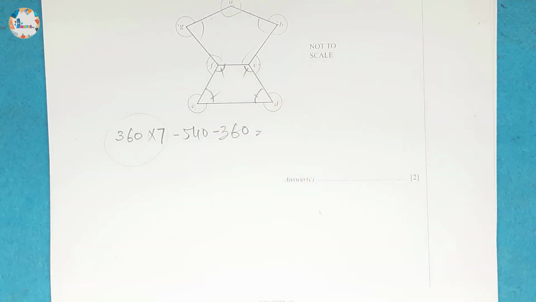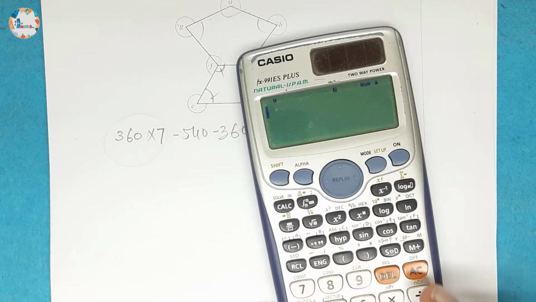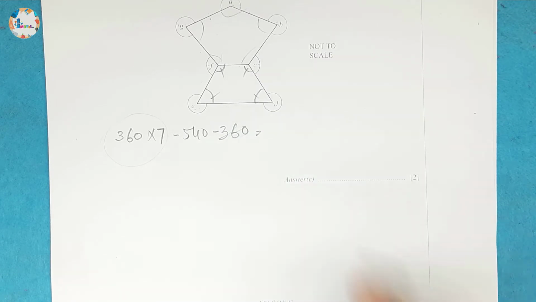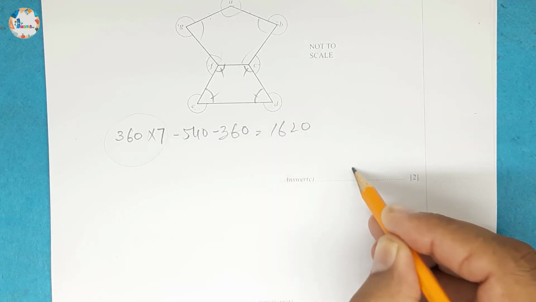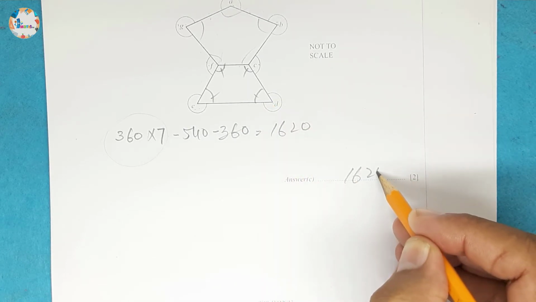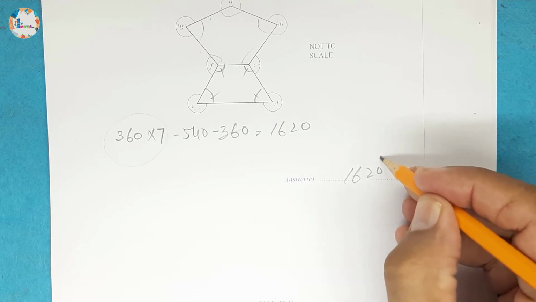So this will result in, we will check, 360 multiplied by 7 minus 540 minus 360, which results in 1620. So 1620 degrees will be our answer.